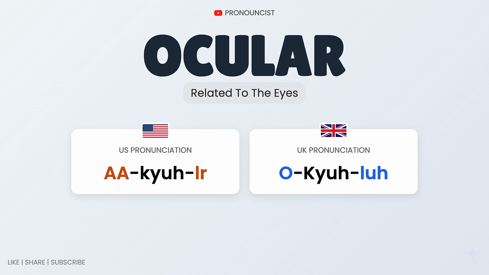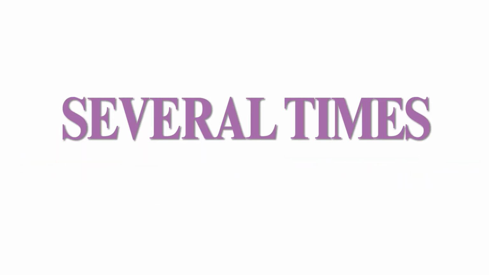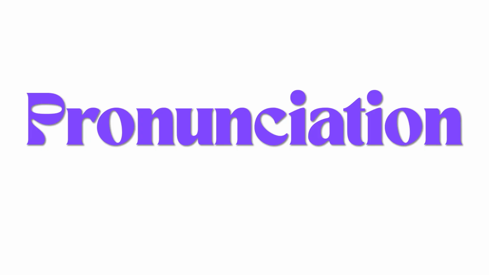Practice repeatedly and you'll soon be able to say this word perfectly. The best way to practice is to repeat the syllable multiple times. The meaning of the word is related to the eyes. Try repeating this word several times to improve your pronunciation.